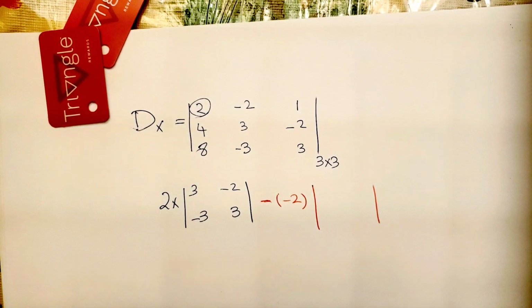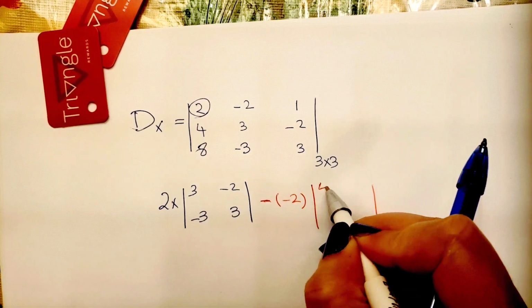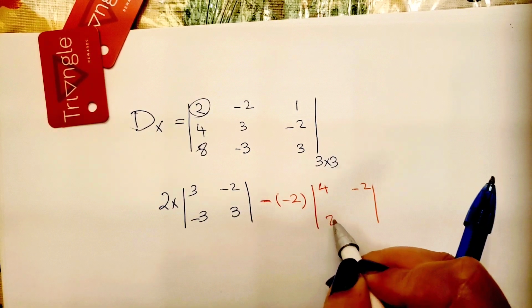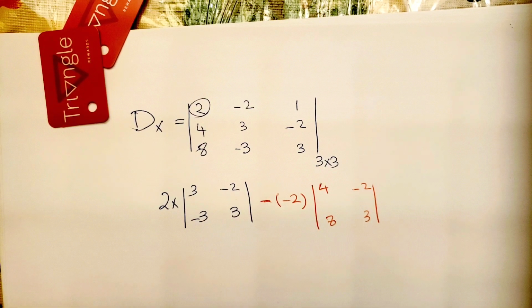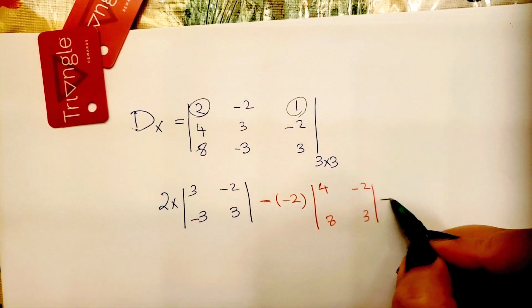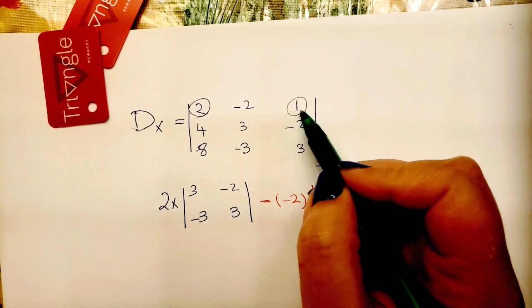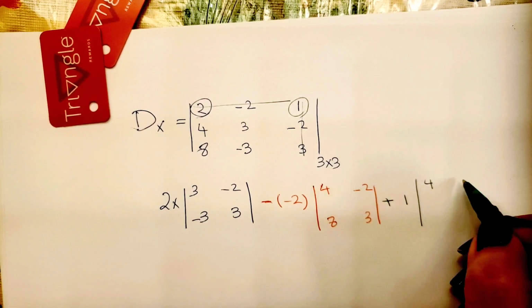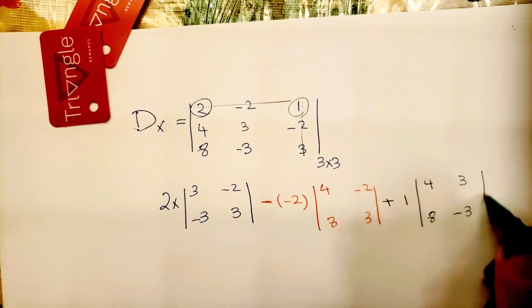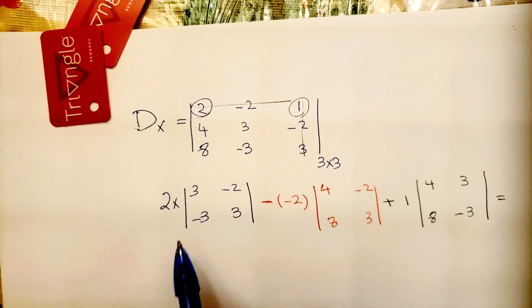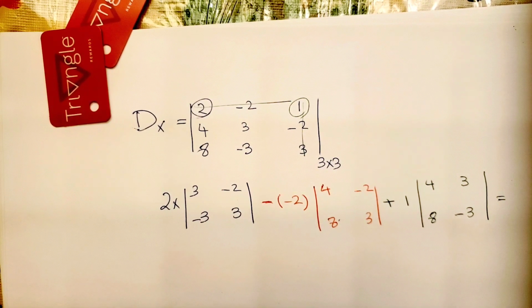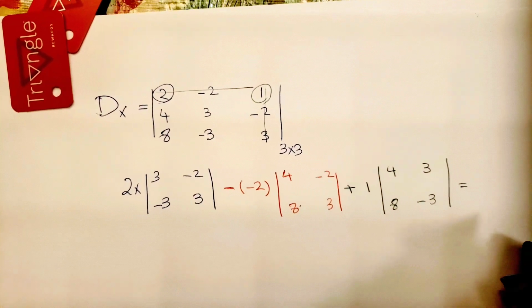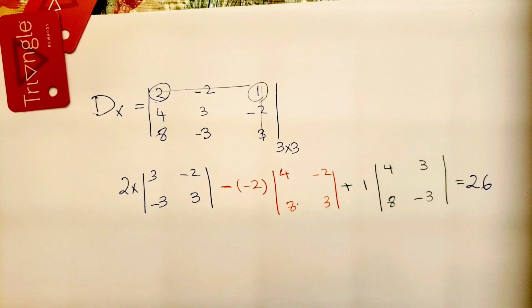Okay, so that would be 4, -2, 8, and 3. The third main number is 1. Okay, and then if I eliminate these two, I would be left with 4, 3, 8, -3. Okay, if you calculate any of these, your final answer would be 26. And I leave this one to you. For you guys, it would be a really nice practice.